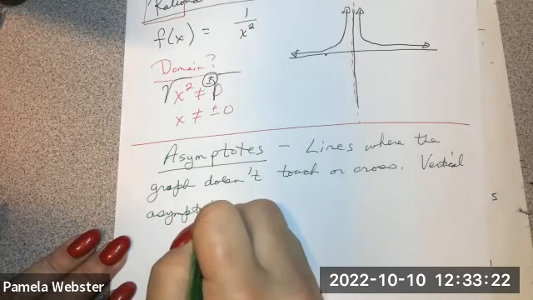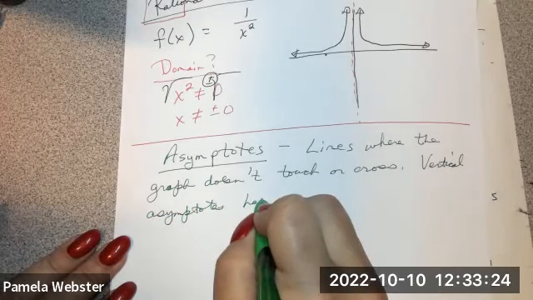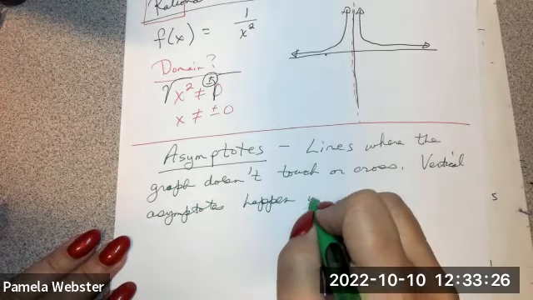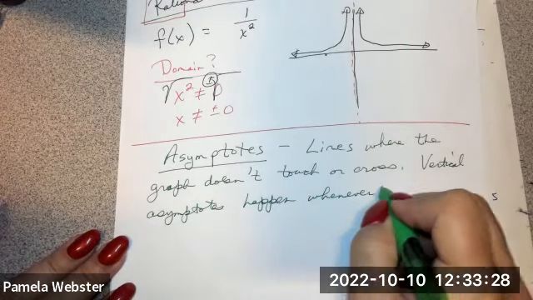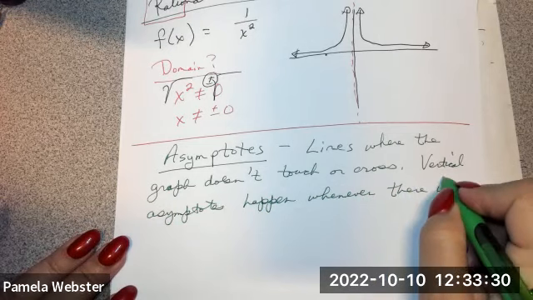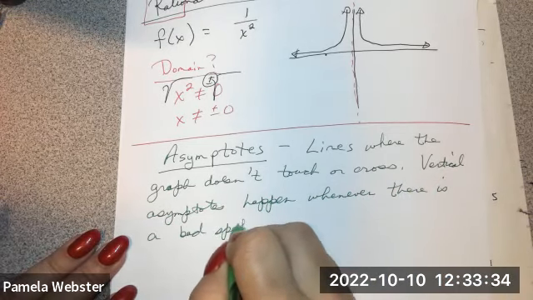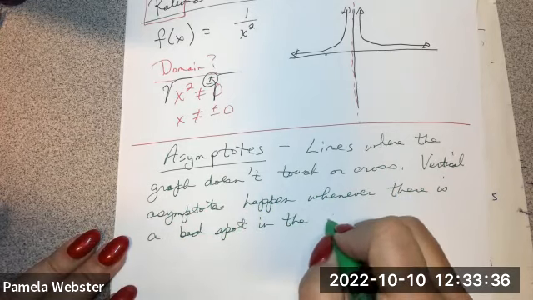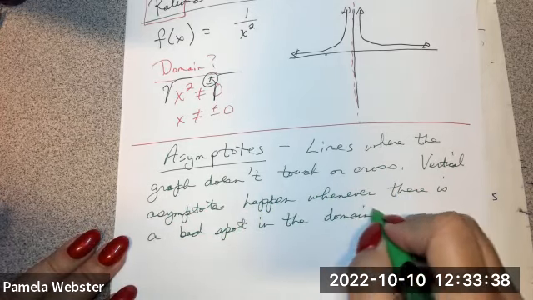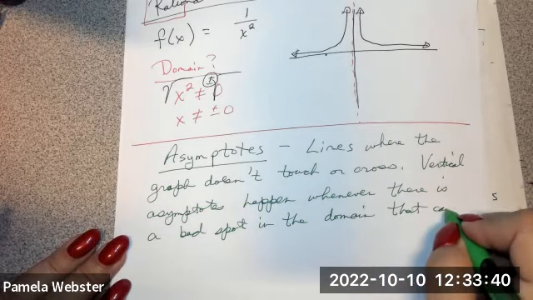For these vertical asymptotes, those are kind of the nice ones for you to find. Vertical asymptotes happen whenever there is a bad spot in the domain that can't be removed.